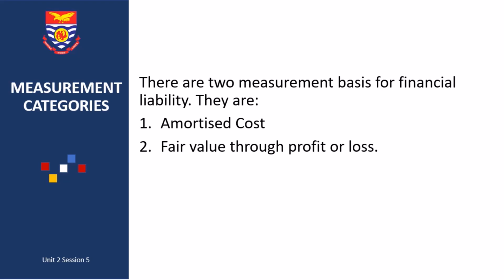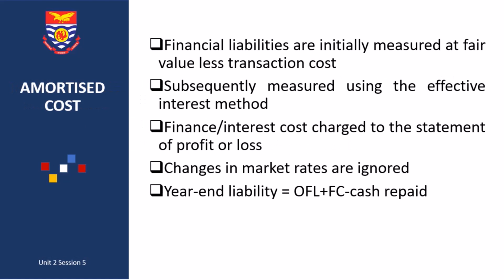Now, when it comes to financial liabilities, there are basically two categories or two bases for financial liability. The measurement bases are either at amortized cost or at fair value through profit or loss. These are the two measurement categories of financial liability. Let's look at the amortized cost.